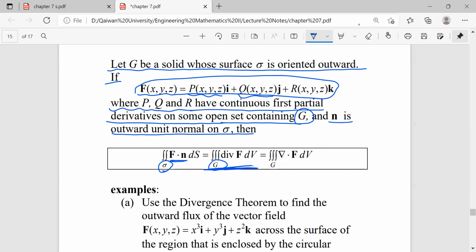And the divergence of a vector field is the gradient dot the vector field. We find the triple integral of grad dot F dV. That means we find the divergence of the vector field over the region G. The most important thing here is to know how to find the limits for the integration.